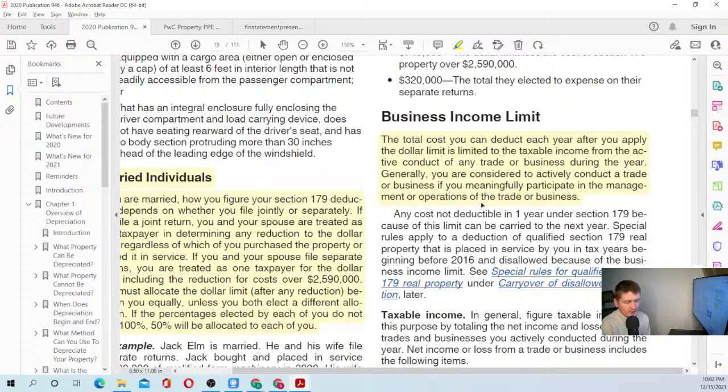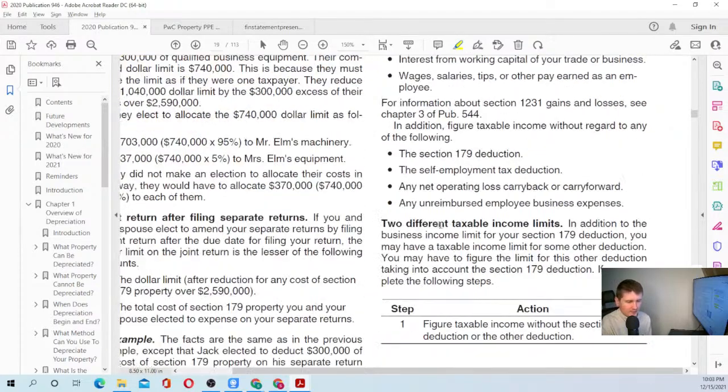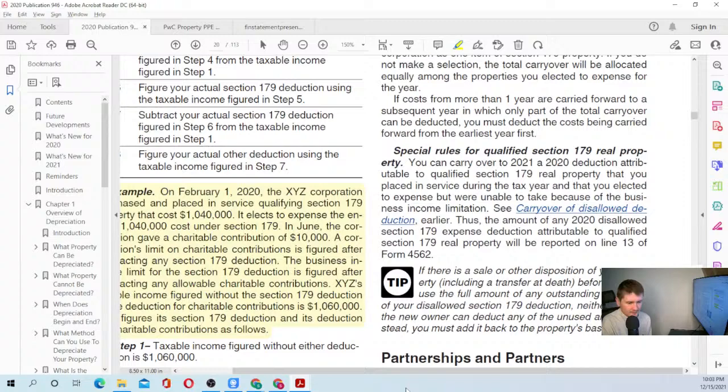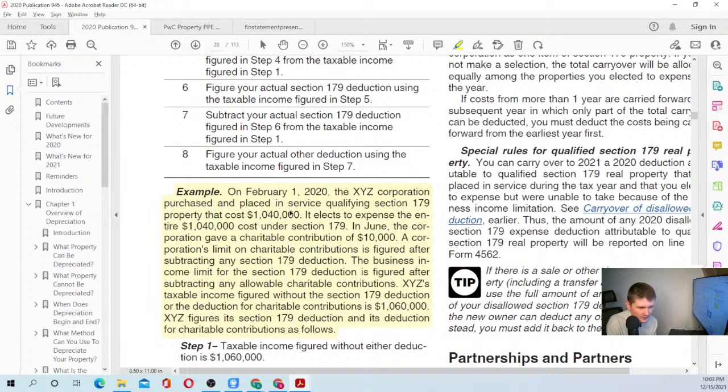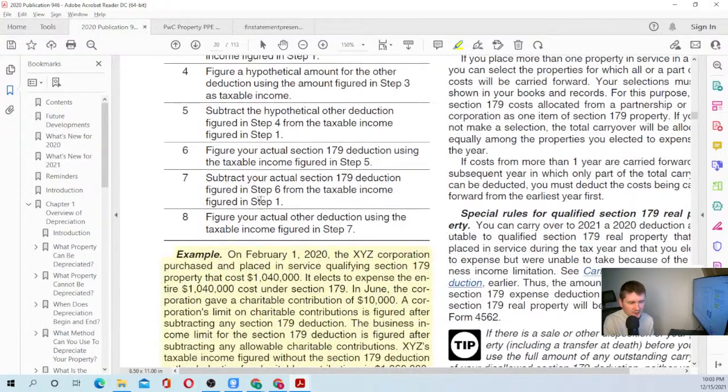So if your taxable income is pretty small and the 179 deduction covers more than you have taxable income, you will carry that forward to the next tax year, but you need to pay special attention to the guidance in that situation. So what do we have here? There are other deductions which depend on your available taxable income.